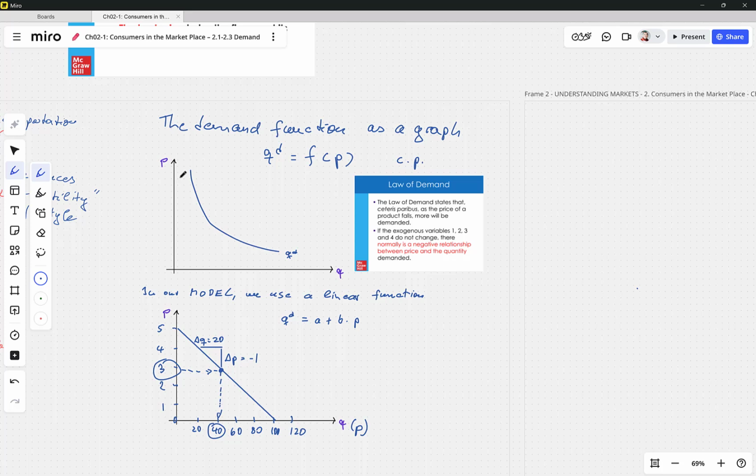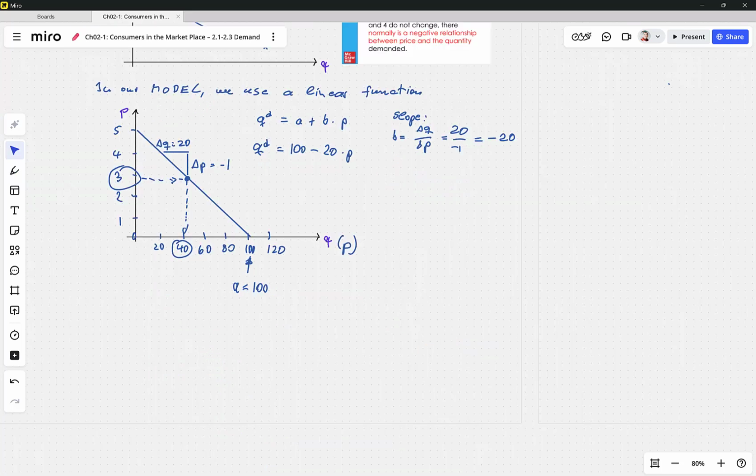So in our case, the starting point, the A, the intercept as we called it, is where the function starts on the Q-axis. That's in fact our 100. Whereas the slope is the rise over the run, the change in quantity over the change in price. So our B, the slope, is the one change over the other, so 20 over -1. The slope B is -20, which gives us our first function here, which is quantity demanded is 100 minus 20 times P.